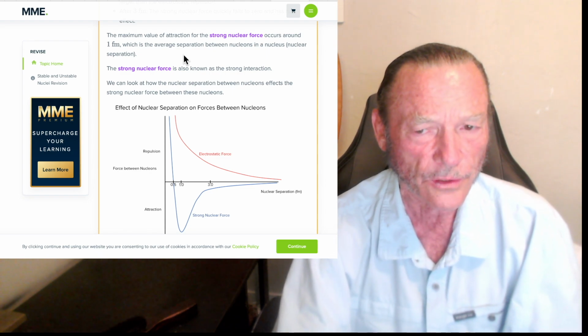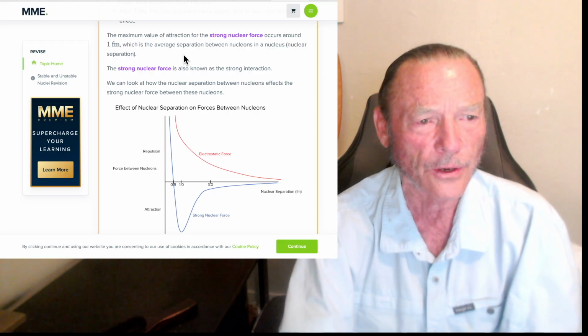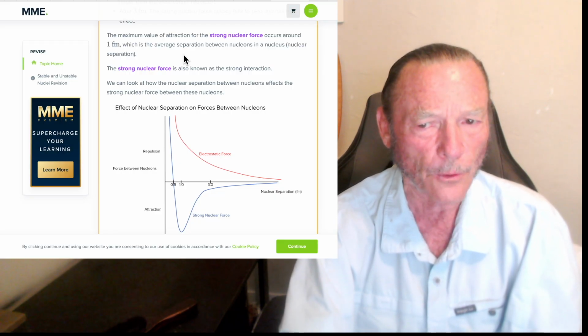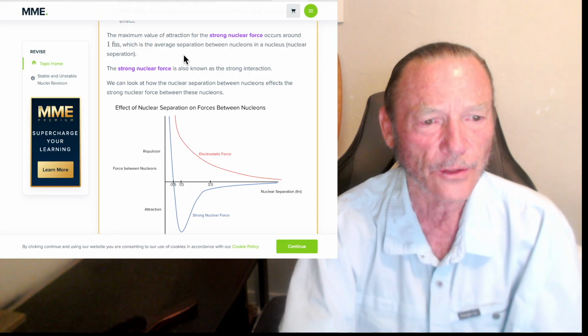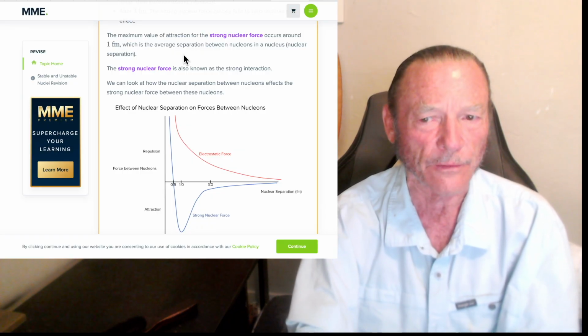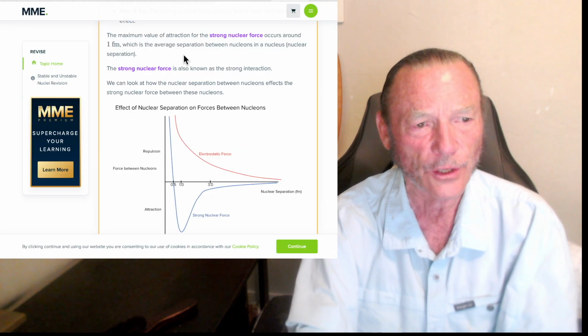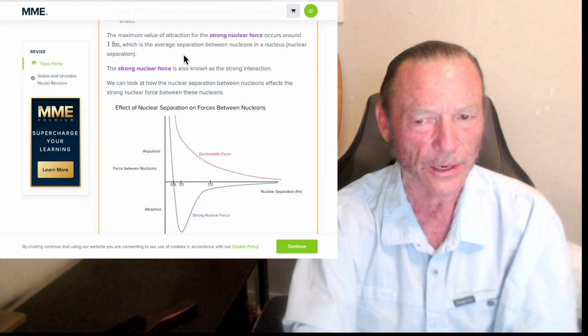This is where it starts to get into gobbledygook. Already we have a compound term, strong nuclear force. Well, is it a nuclear force? Yes, because it's between 2 protons. Is it the strong force? That's where it starts to become extremely confusing, because that term, the strong force, has violently changed meaning.